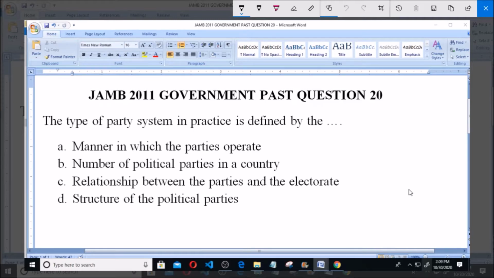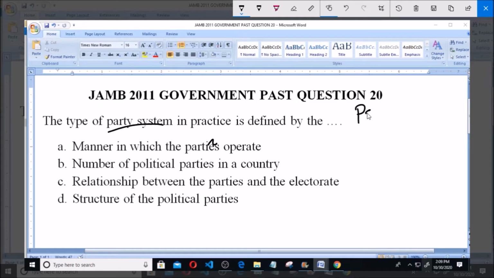2011 Government past question. Question number 20. The question says: the type of party system in practice is defined by the dash. The type of party system in practice is defined by the dash. And we'll talk of party system.